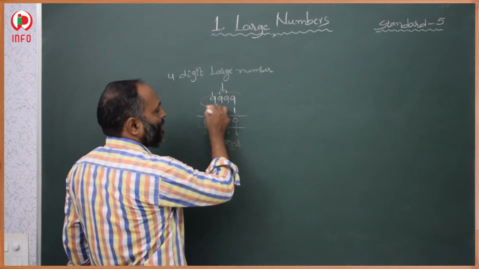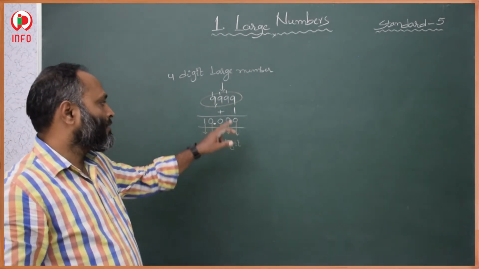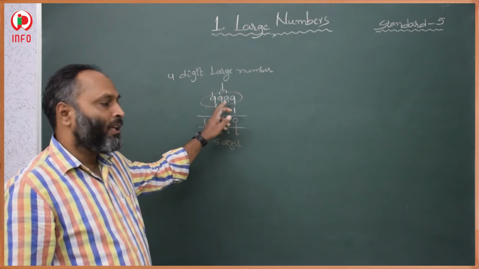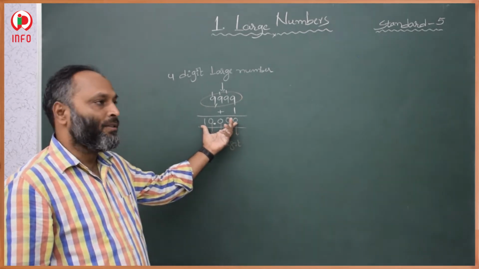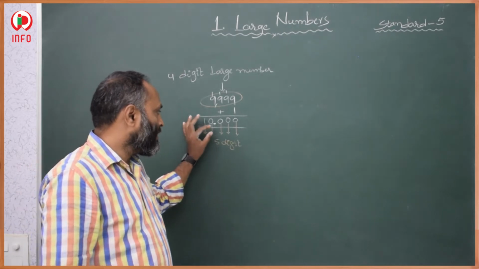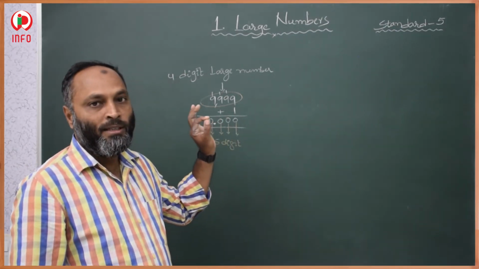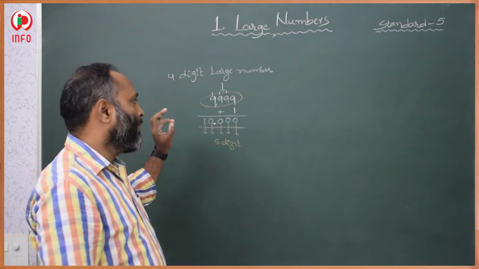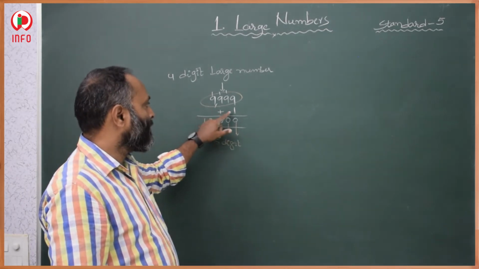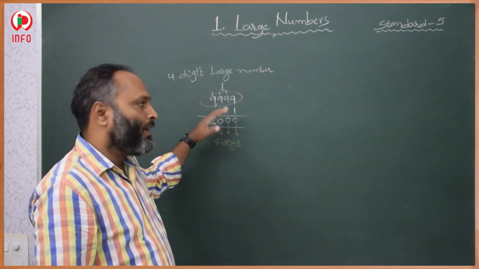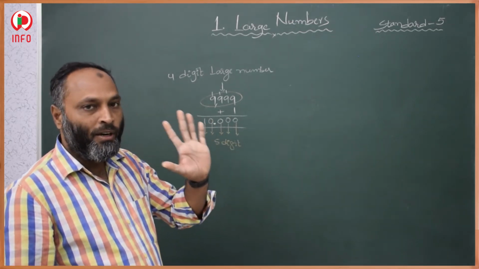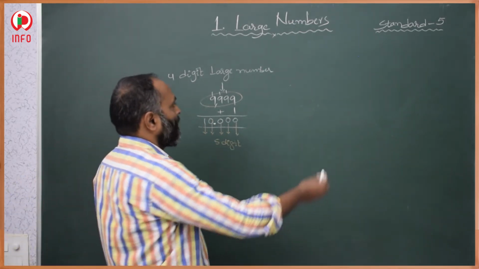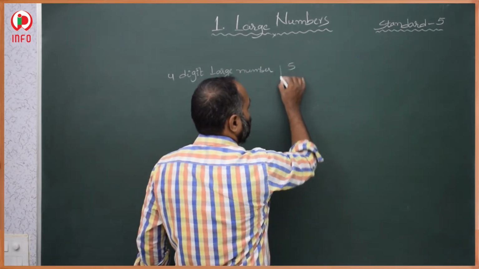Here, the 4-digit largest number, if we add plus 1, we get a 5-digit number, that is 10,000. It means that among 5-digit numbers, this is the smallest number. So if we add plus 1 to the largest 4-digit number, we get the smallest 5-digit number.